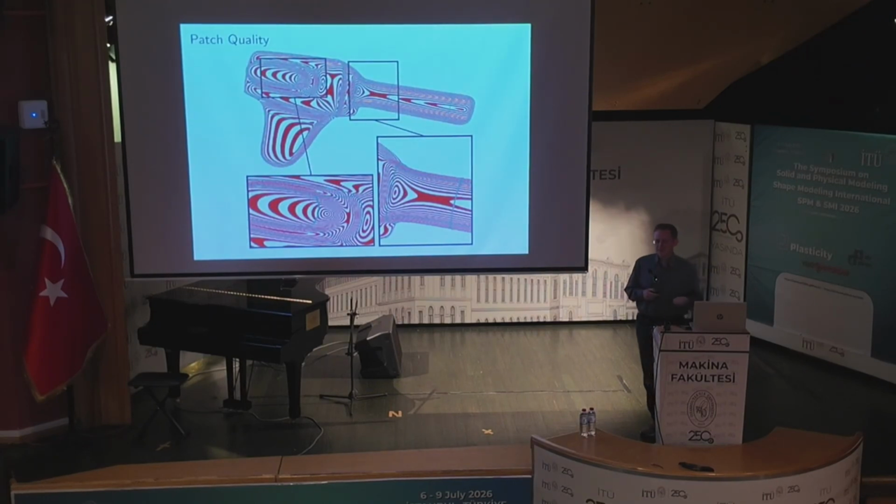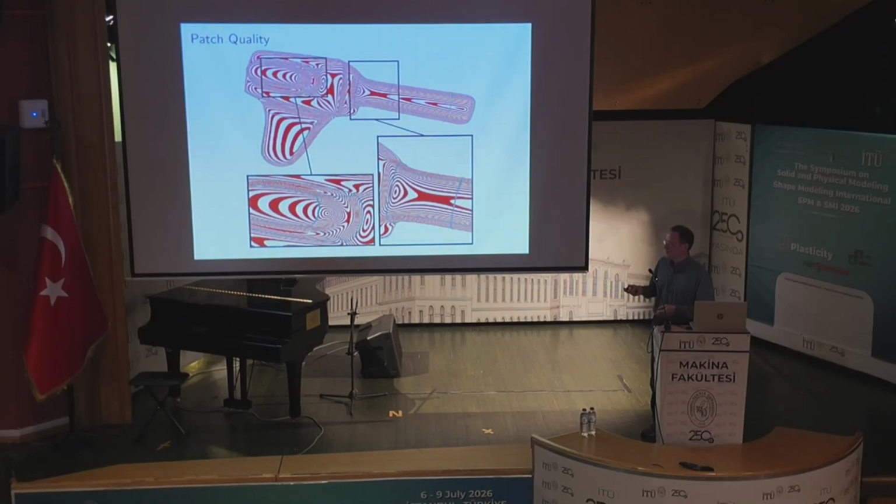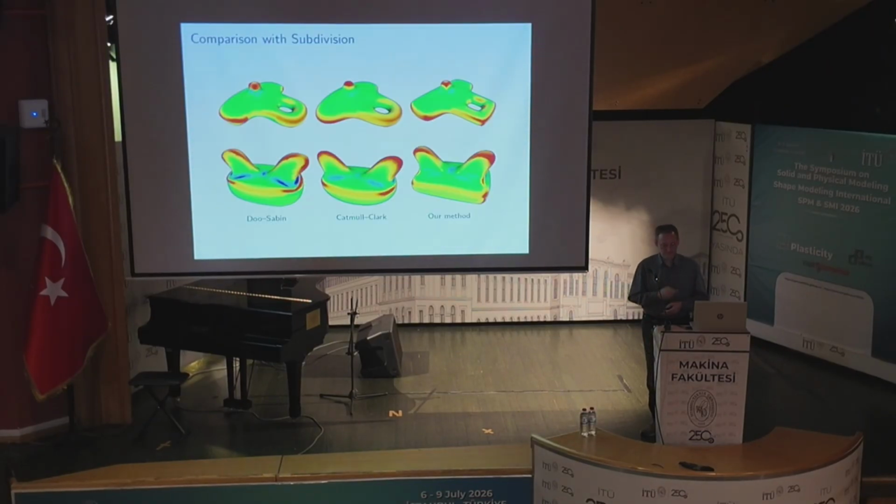Also, as for the patch quality, this patch is G1 algebraically, but numerically it's almost G2. So you can see that the isofault lines go through the patch boundaries very smoothly. If you compare it with subdivision, it's a very different kind of patch than Catmull-Clark or Doo-Sabin. It's hard to say which is better or worse. It is a different kind of appearance.